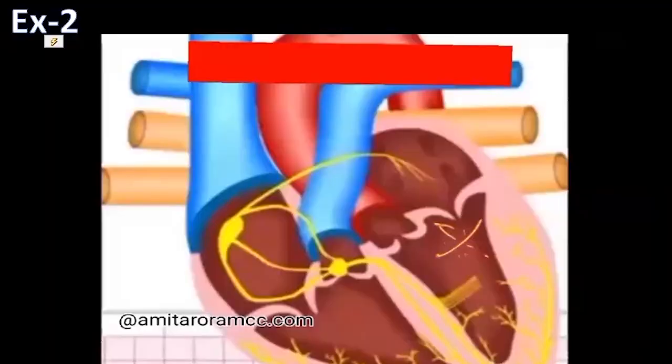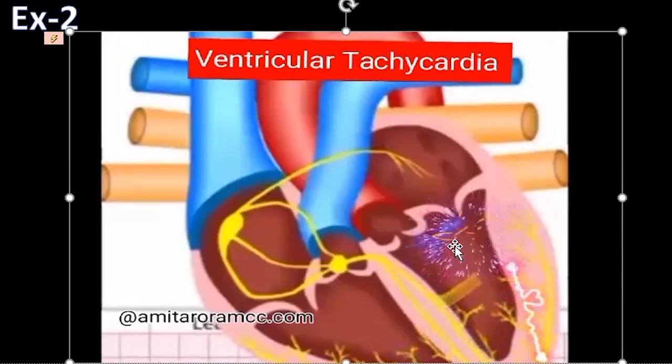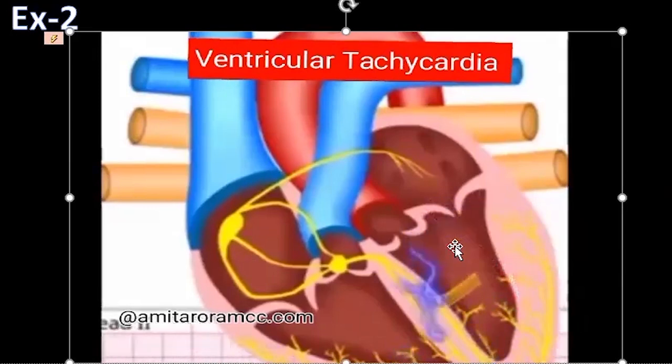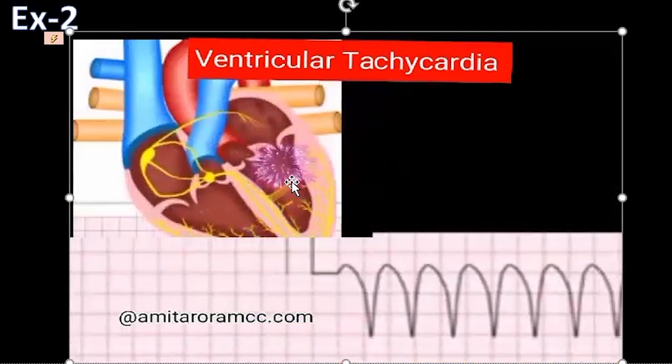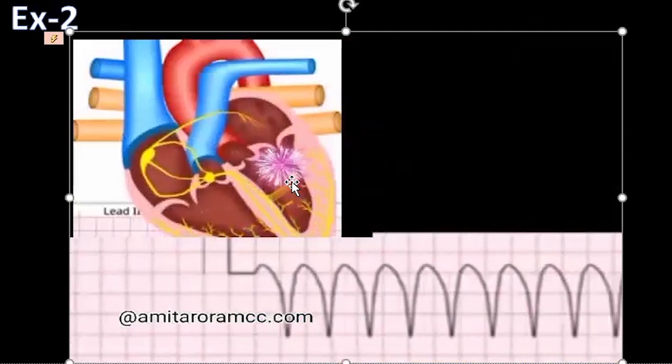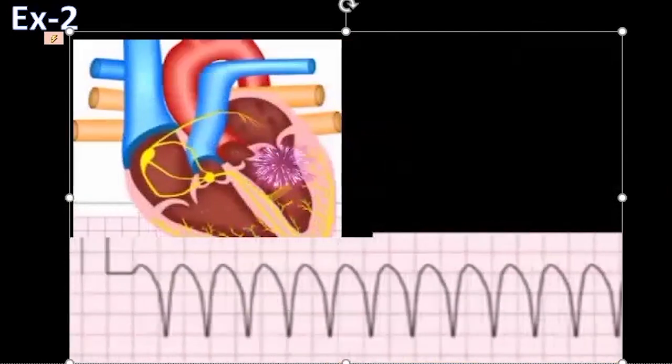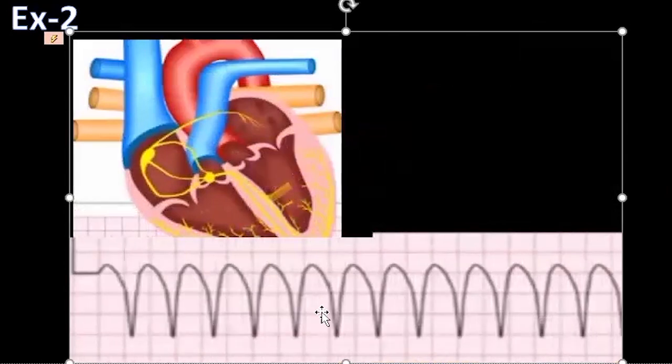Now let us understand one more life-threatening arrhythmia and its types. A conceptual method: ectopic foci start firing on the ventricle, and it depolarizes the ventricle directly and will produce broad complexes like this.